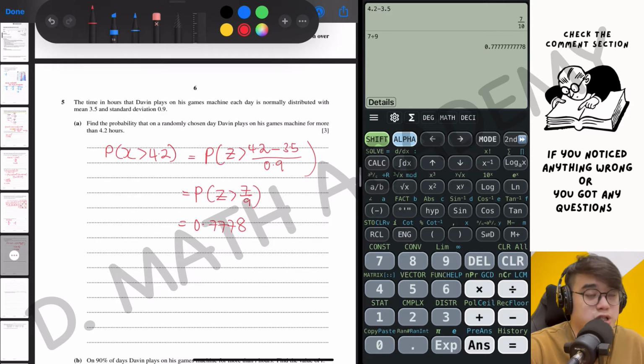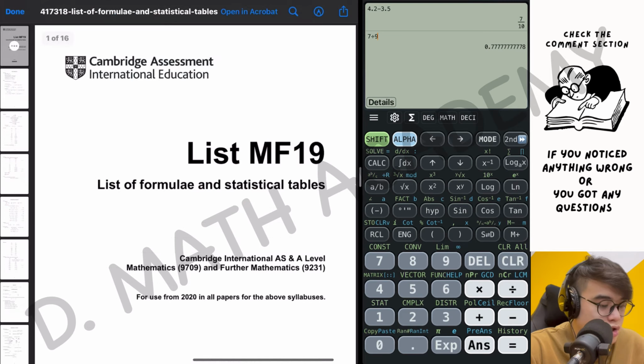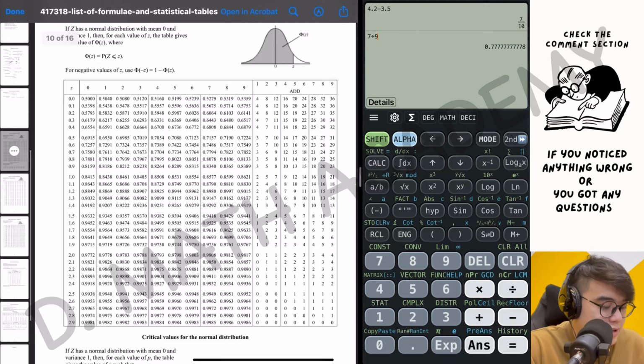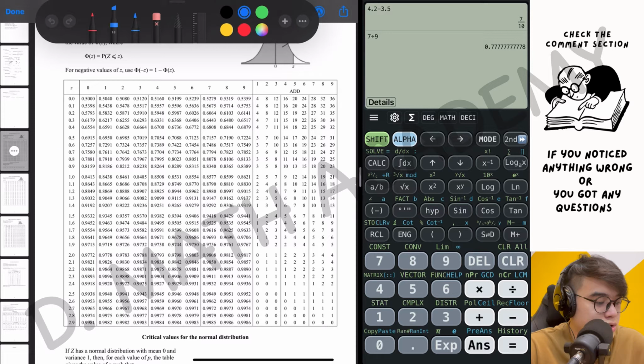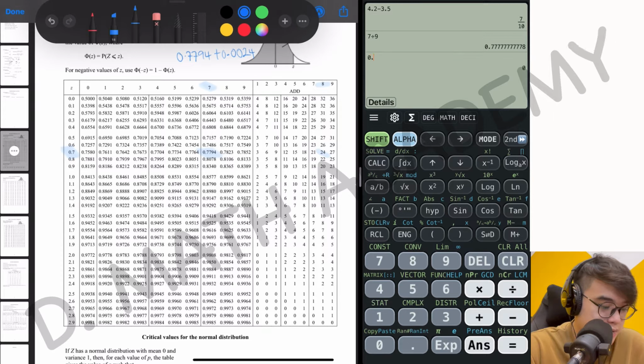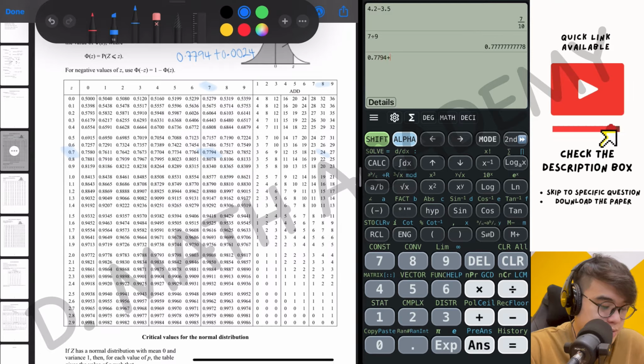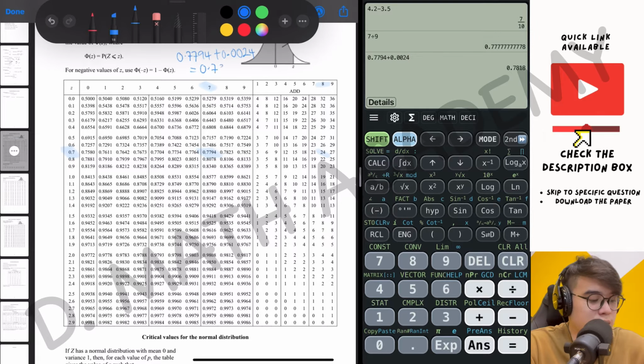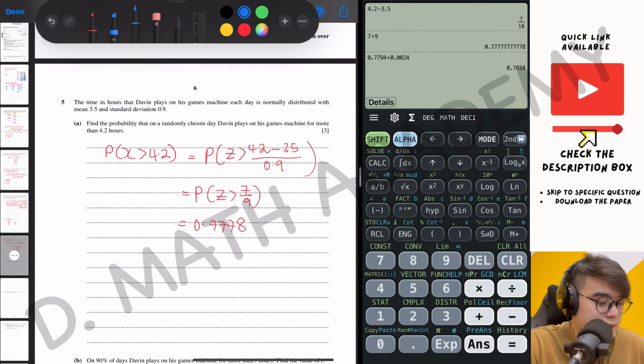So let's check our table now. What we got was 0.7778. So you have to take 0.7794 plus 0.0024. Let's double check the value. 0.7794 plus 0.0024 will make it 0.7818. So let's go back to our paper.